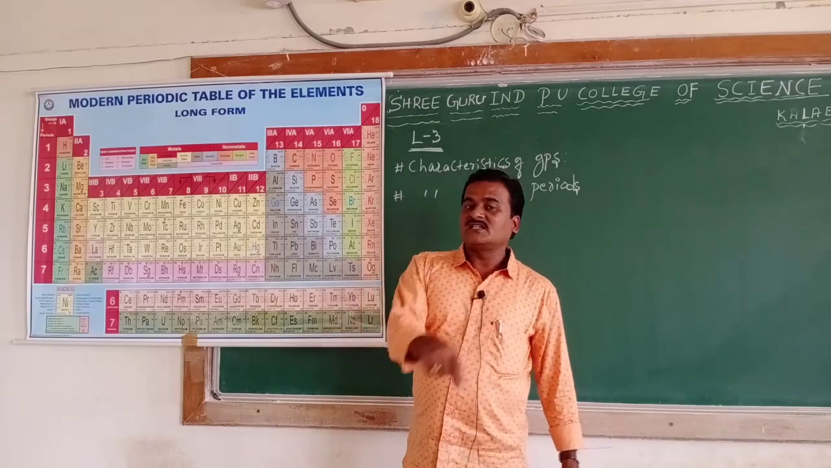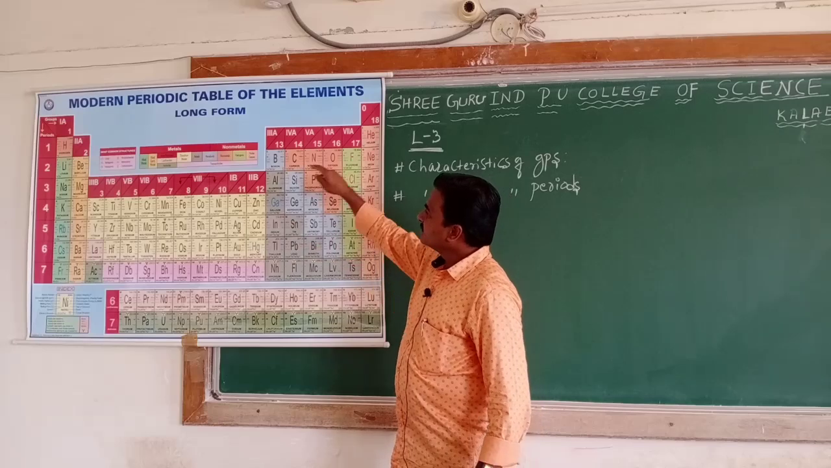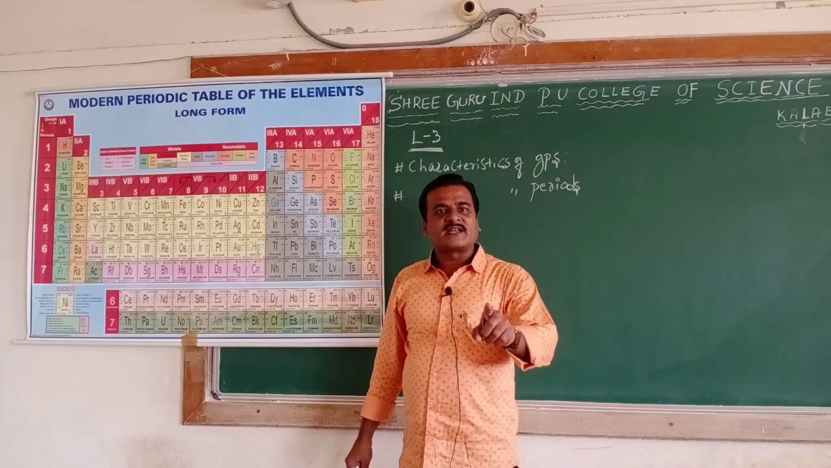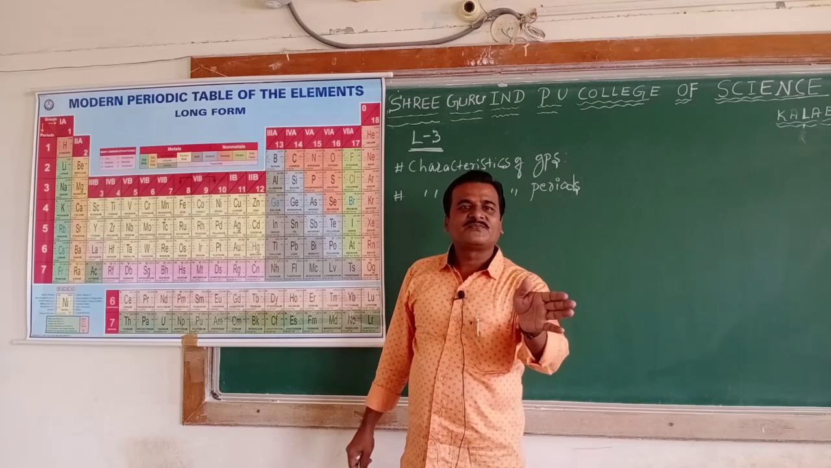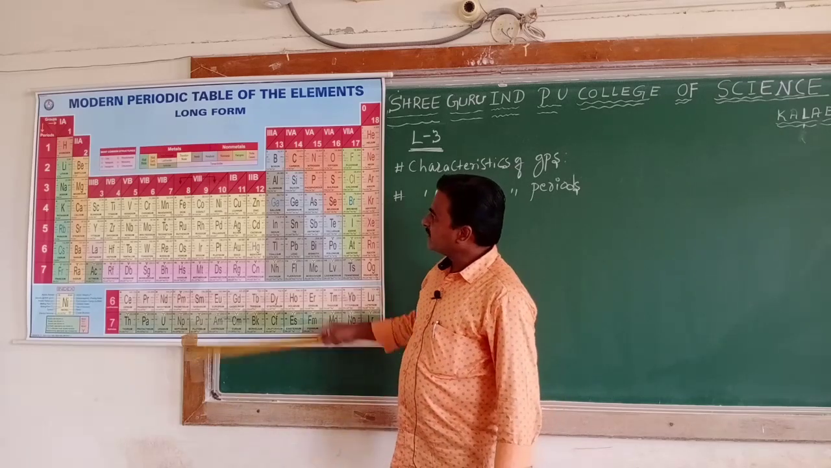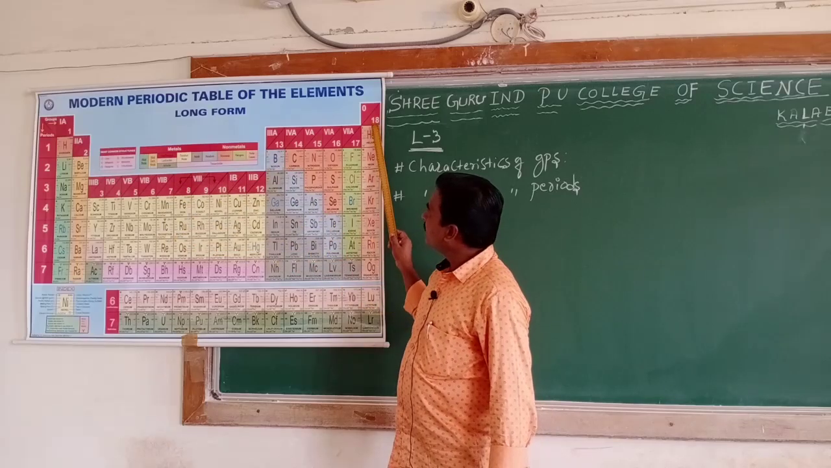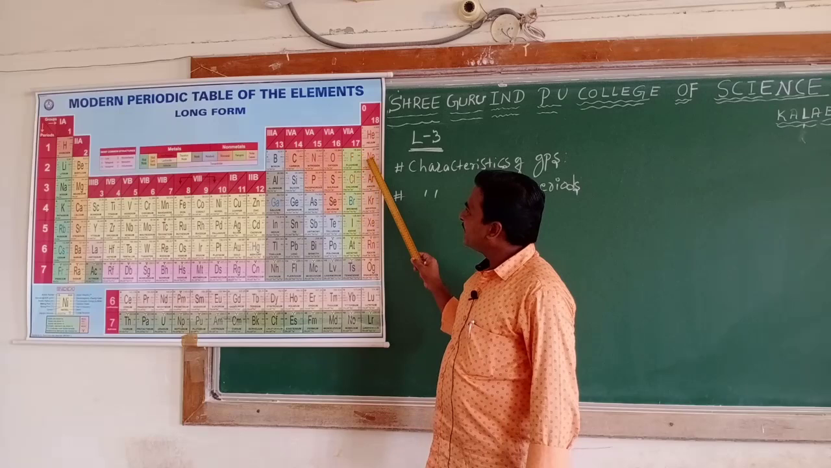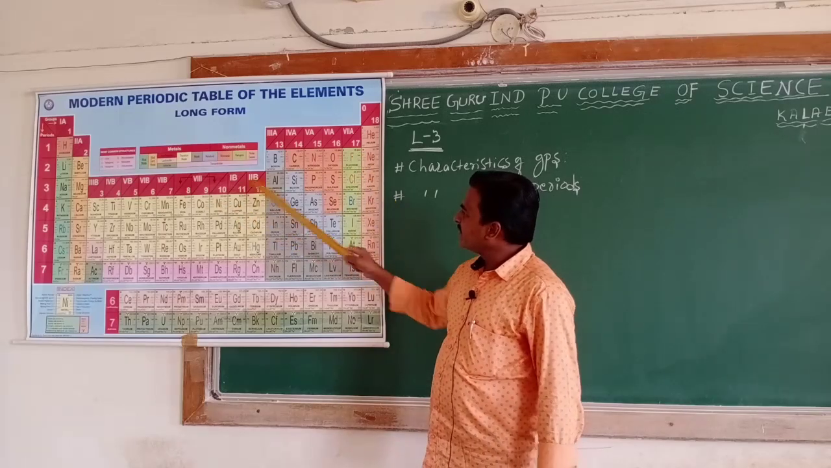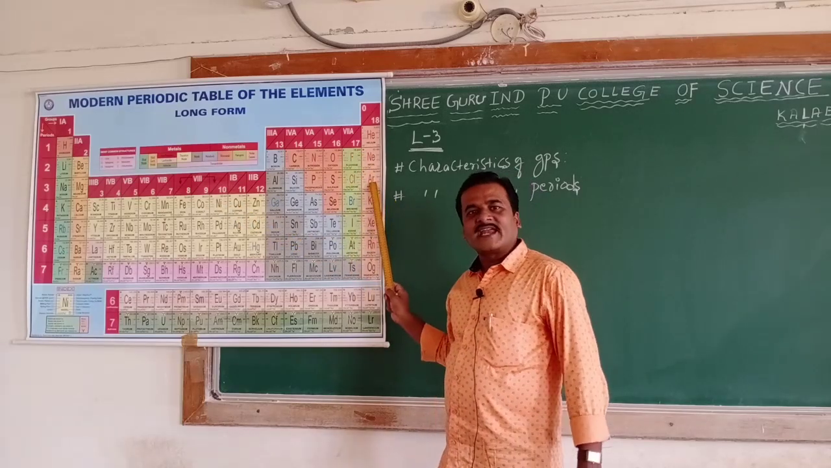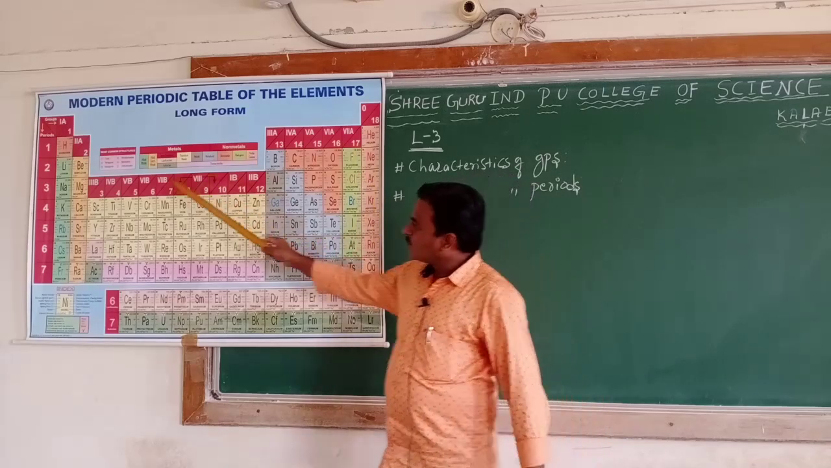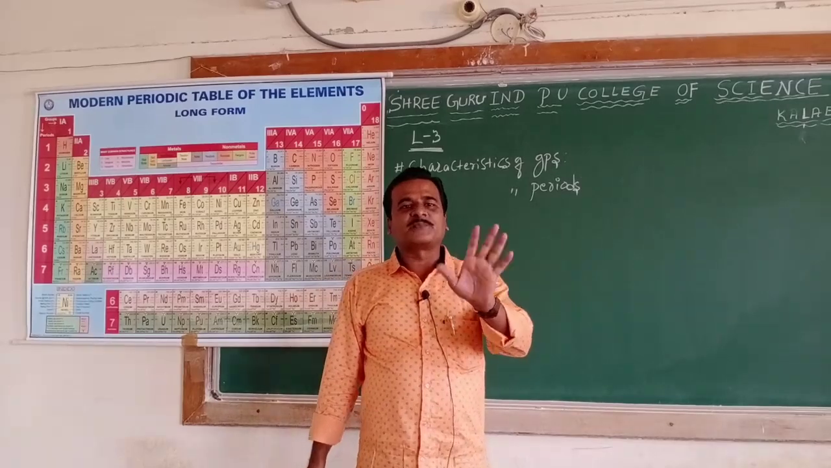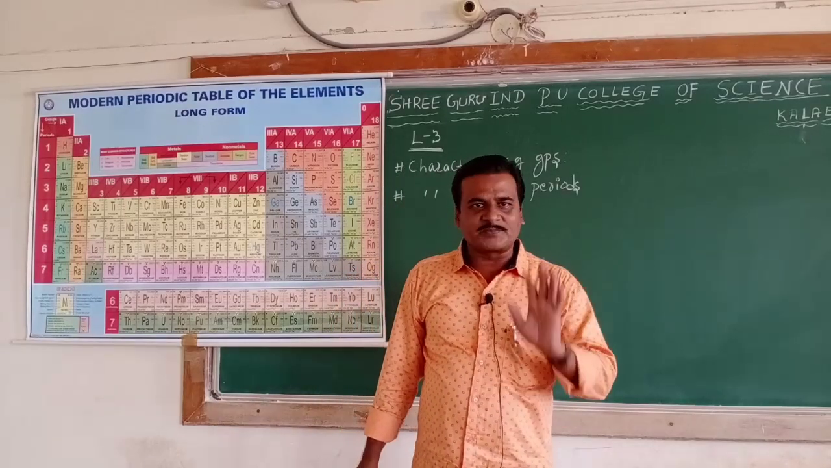Let's collect still more features of this periodic table. The number of elements in a period is not the same, it is different. Suppose you take the first period, that contains only 2 elements, the second period contains 8 elements, the third period contains again 8 elements. So period 1, period 2, period 3 are called short periods.